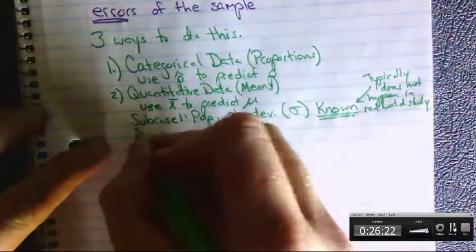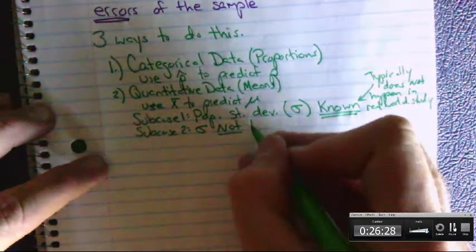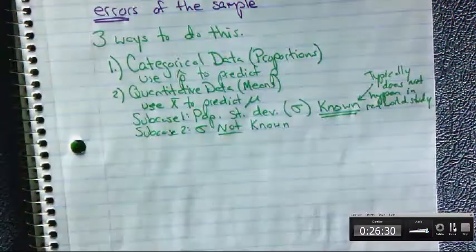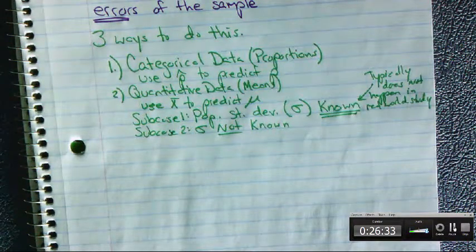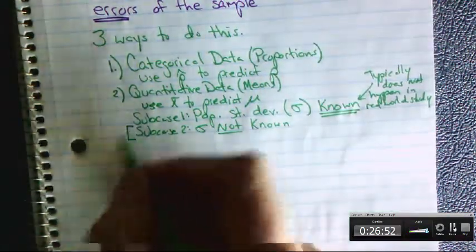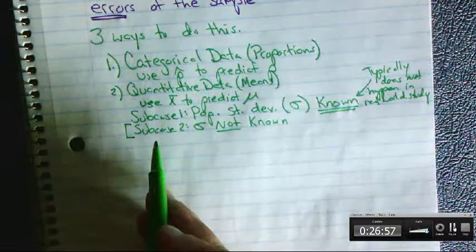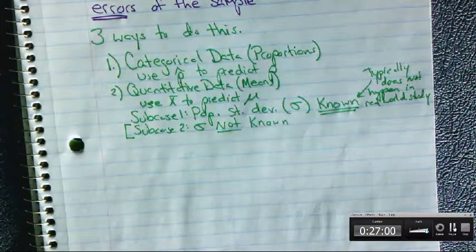But subcase 2 is when the population is not known. This is more common. If you want to know how many people in the school like the school lunch, you're not going to know the standard deviation of the entire population unless you go ask every single student. So typically we don't know the population standard deviation. That's more common when you're conducting your own study. When you're doing something comparative, you run into subcase 1. When you're just trying to do a brand new study, you typically do subcase 2. You don't know the population. That's the whole point.